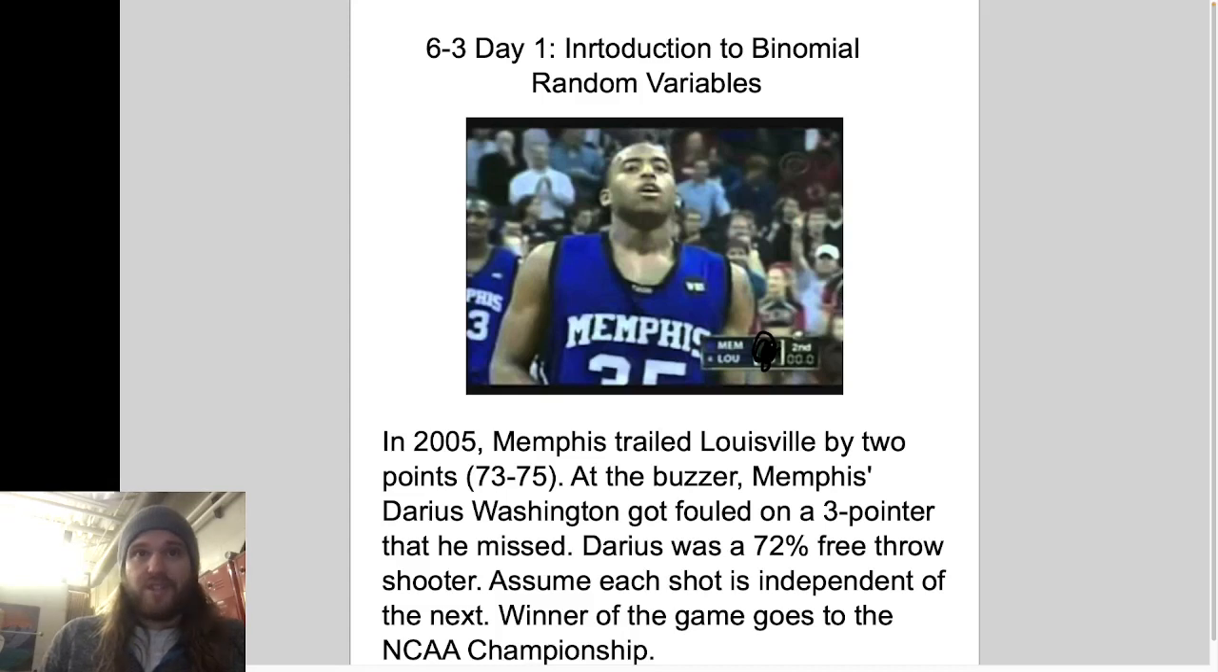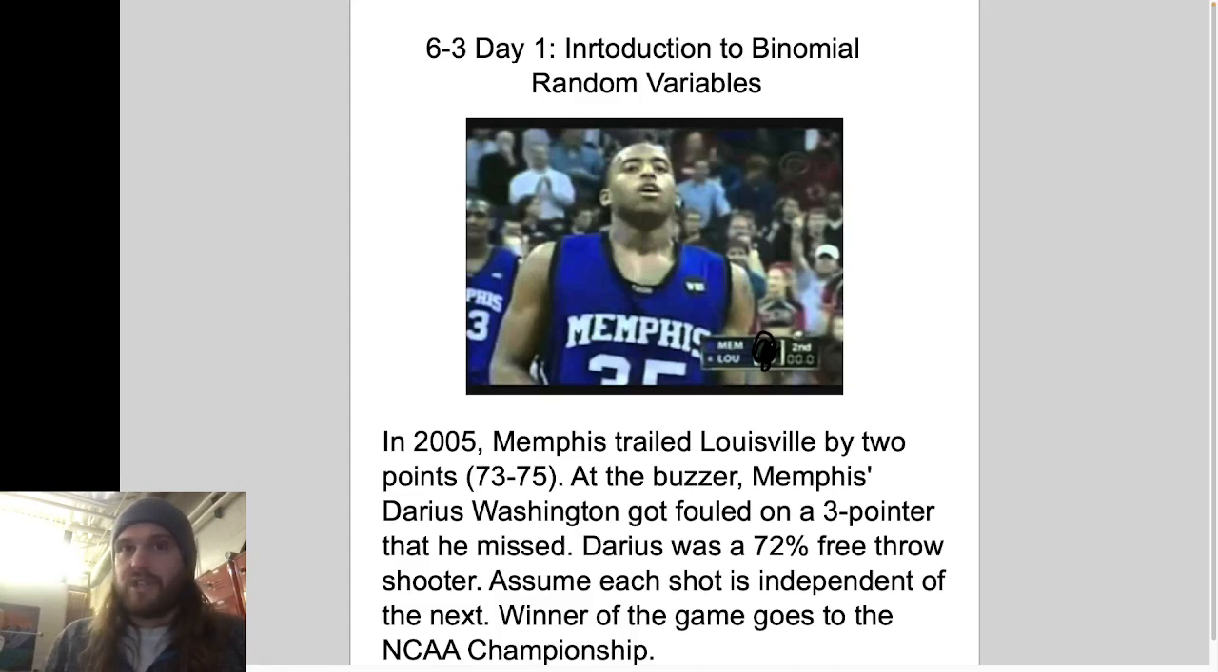2005, Memphis trailed Louisville by 2 points, 73-75, at the buzzer of the game. So 0 seconds left on the clock. And Memphis, this guy right here, his name is Darius Washington. He got fouled on a 3-point shot that he missed. But he was fouled and he missed the shot. So since that was a 3-point shot and they determined it was a 3-point shot, he gets 3 free throws.